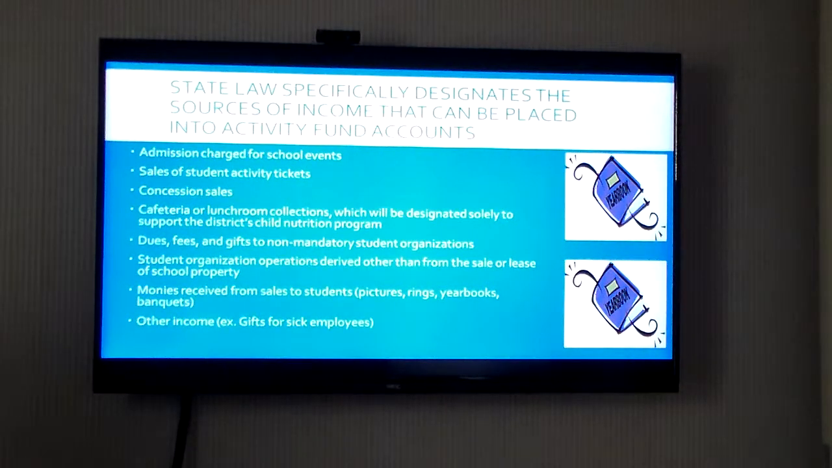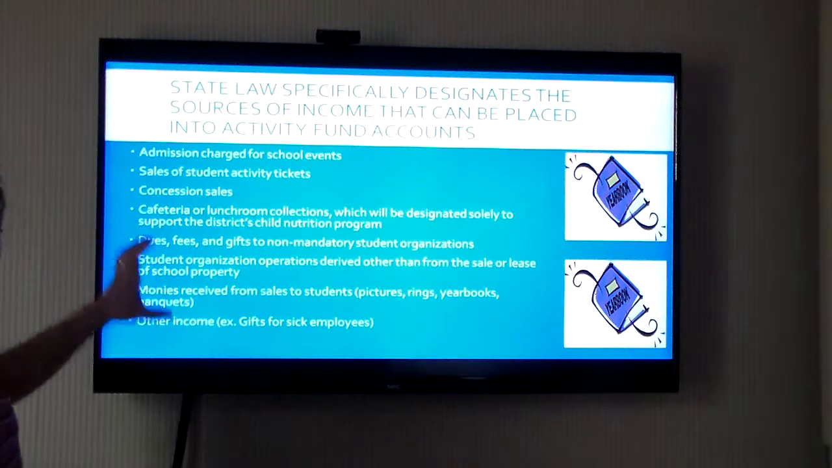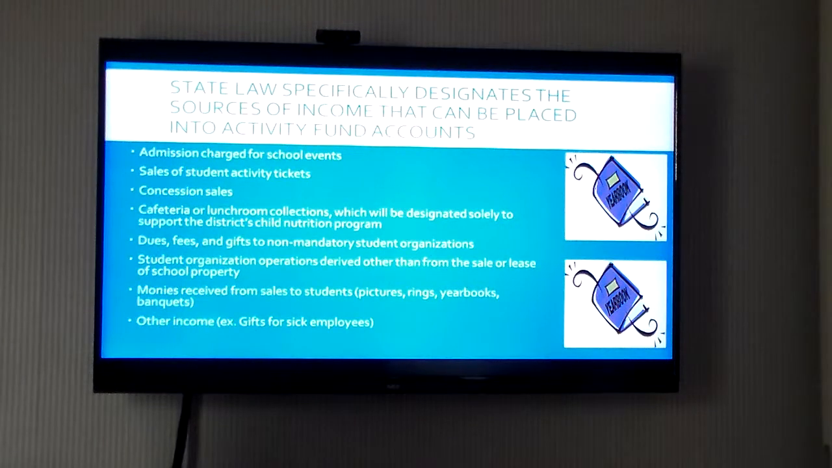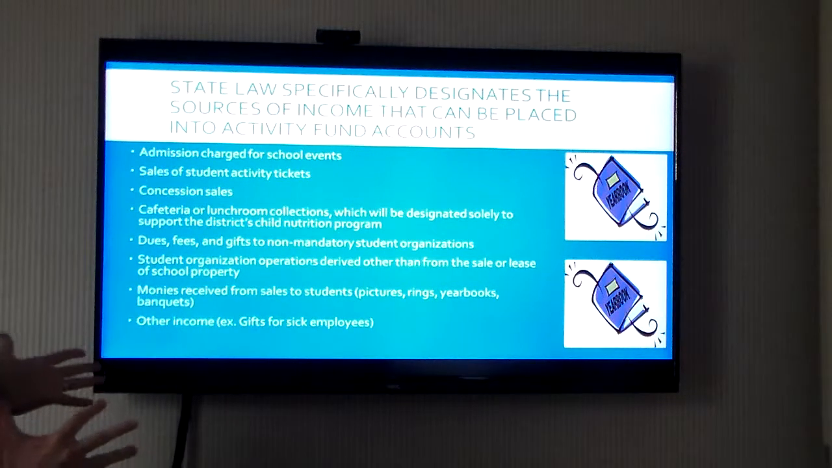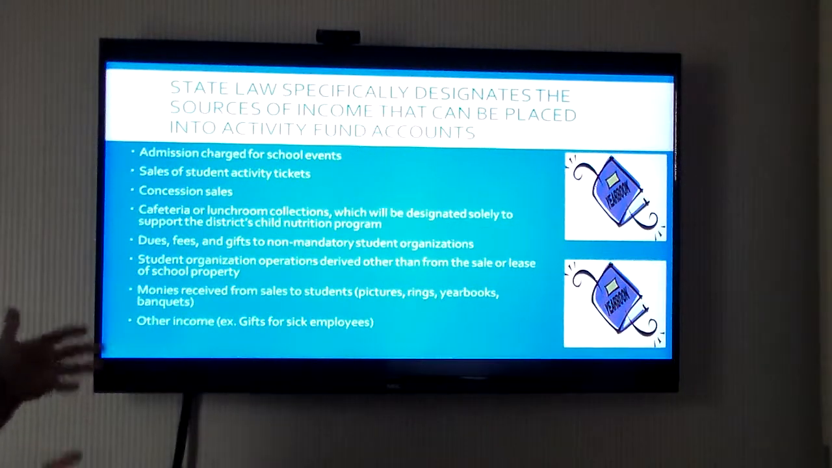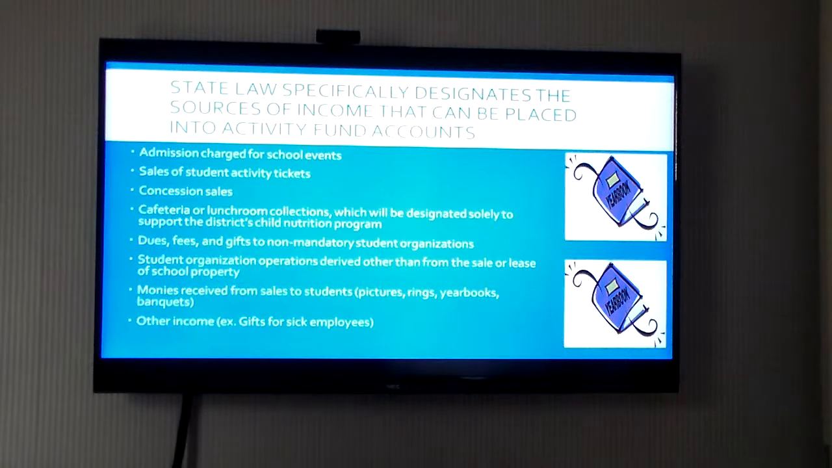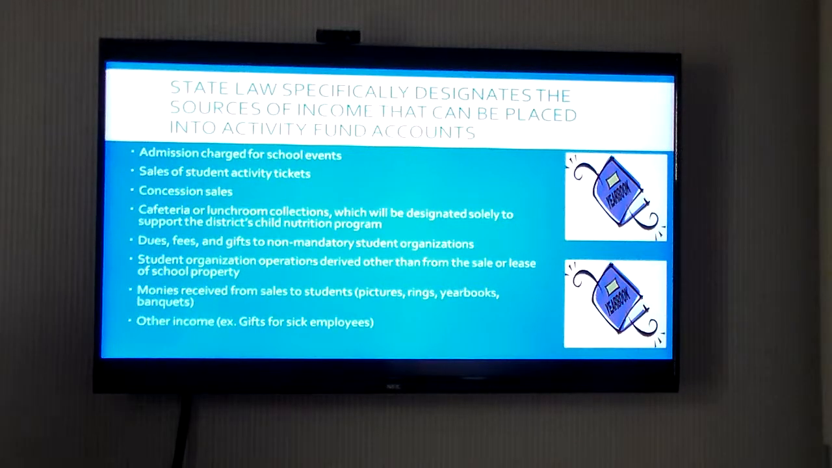This is important: there are certain incomes that can be placed in activity fund accounts, and it's only what is listed here. We're looking at different types of organization operations, things like concessions and school events, but note that not everything can be placed into activity fund accounts, and that's fairly important.